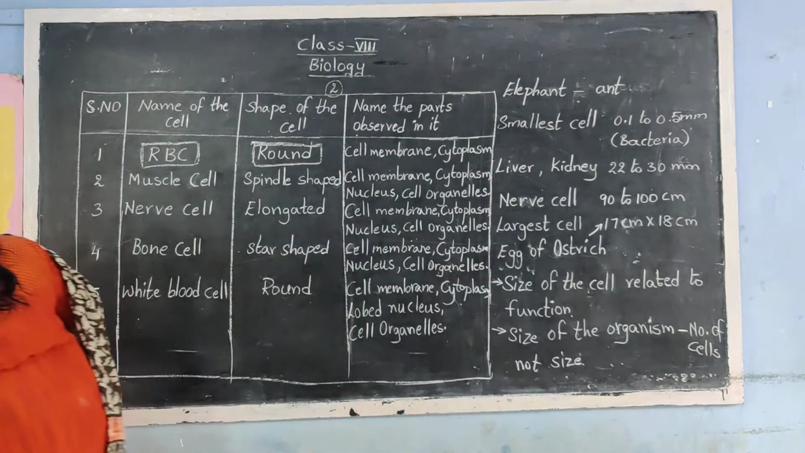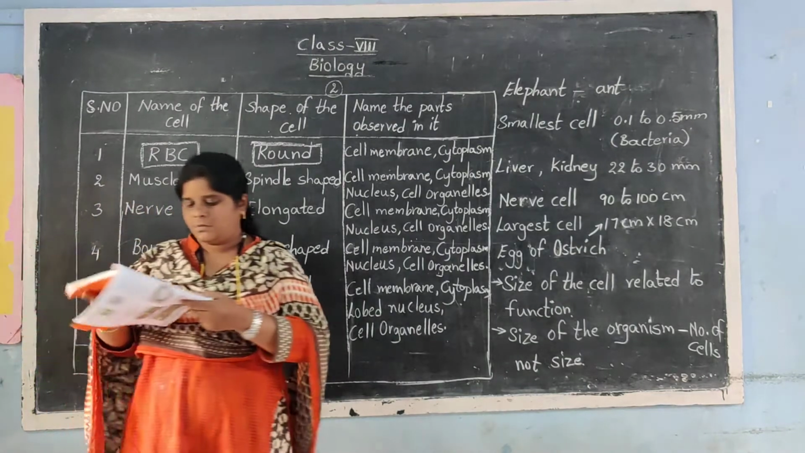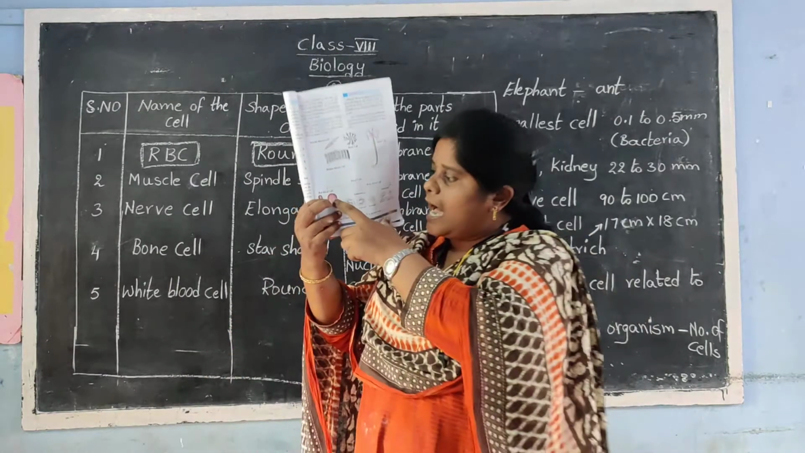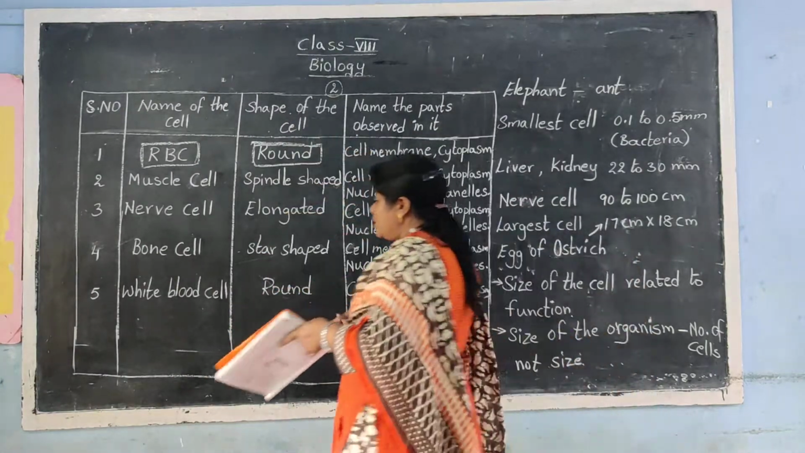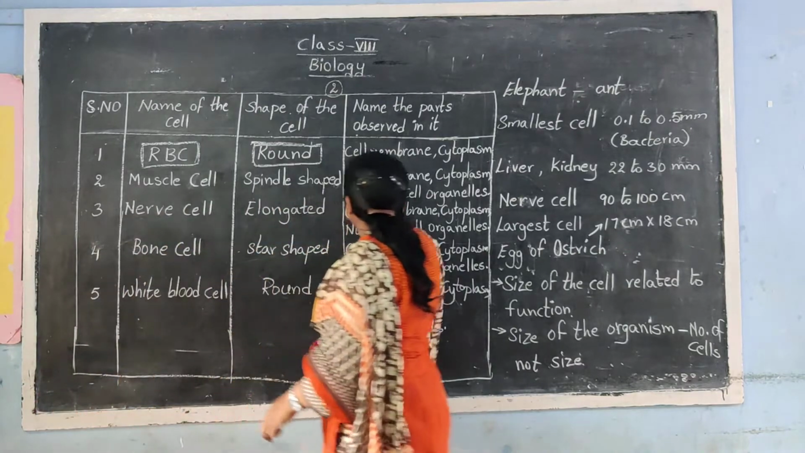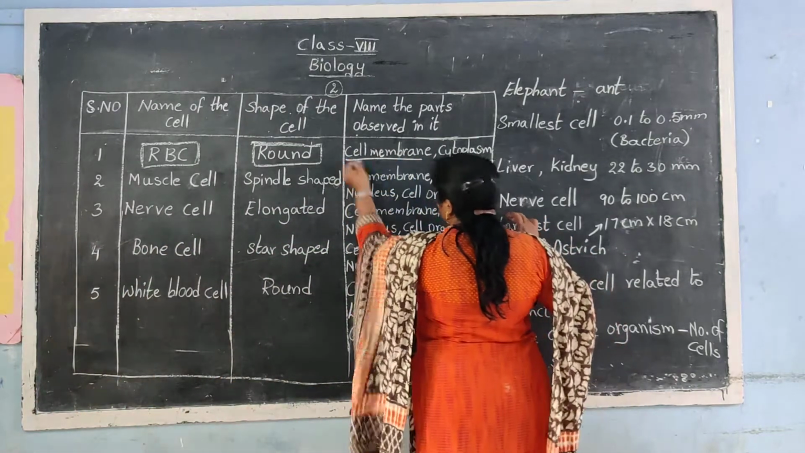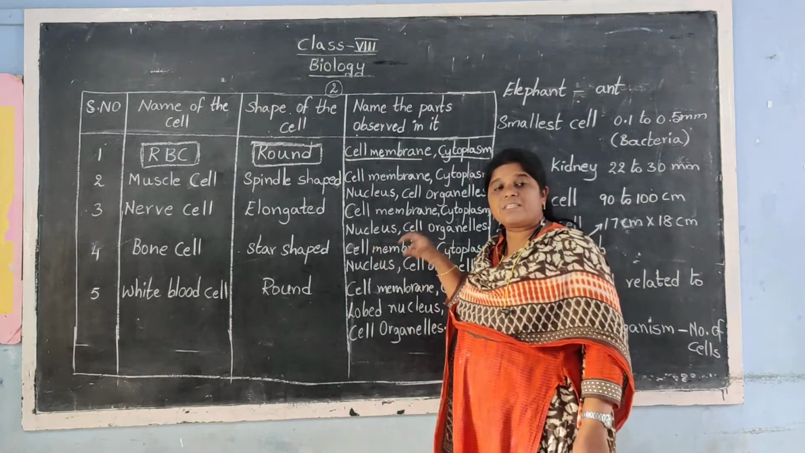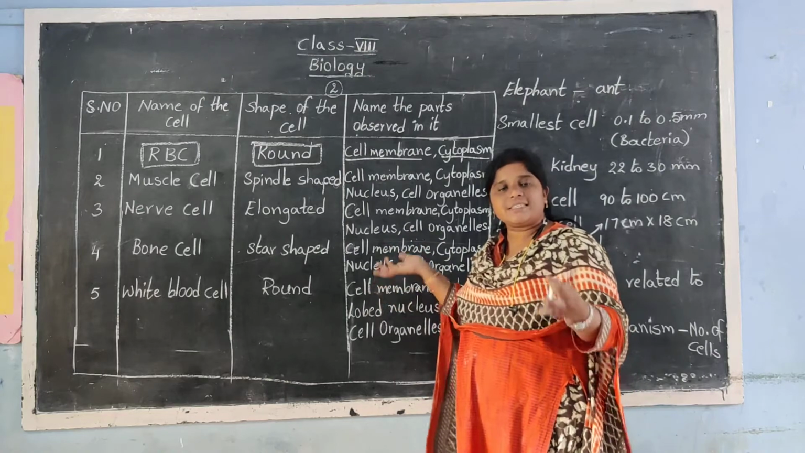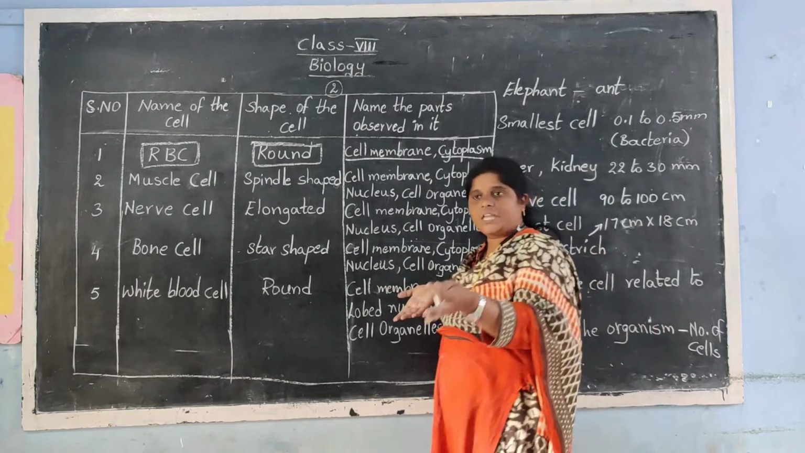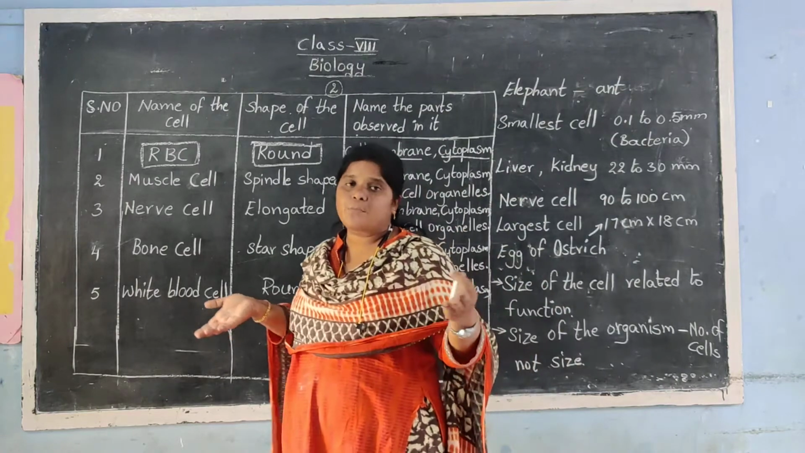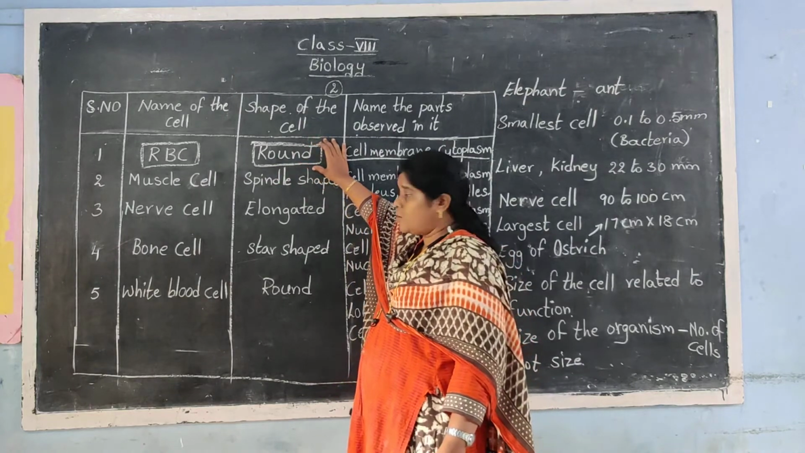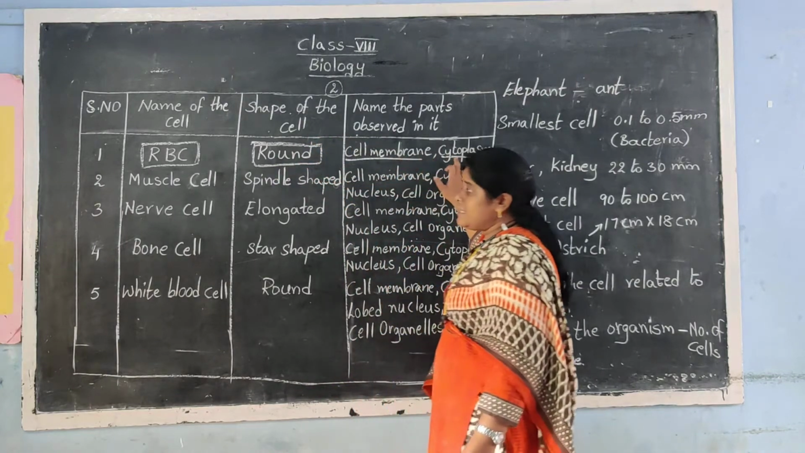Now, if you see it here, these are RBC. What is this, ma? RBC. So, these are round in shape. Now, if you observe the parts present in it, it has a cell membrane and cytoplasm. Here the nucleus is not mentioned. So RBC is which kind of cell here? Prokaryotic cell. The cell with a nucleus is eukaryotic. The cell without a nucleus is prokaryotic. Now you can find the difference. RBC looks round and it has a cell membrane and cytoplasm.